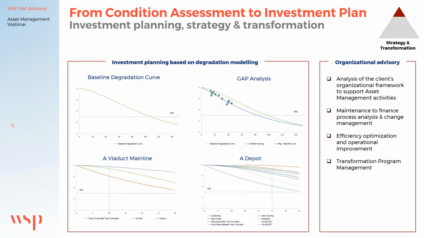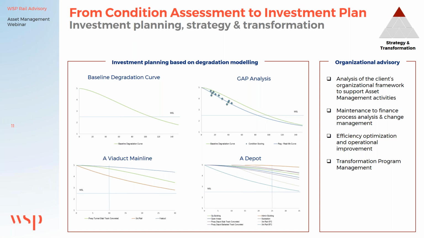So let's go to the last small triangle of our pyramid, the top triangle. And here I'd like to show you how we will be able to go from data gathering to data aggregation to actually provide the client with financial and strategic advisory. So what you can see here on the left is the so-called degradation curve. A degradation curve is actually a curve that shows how an asset degrades over time. So on the x-axis you can see time, and on the y-axis you will see condition in the 1 to 5 scale that I talked to you about before.